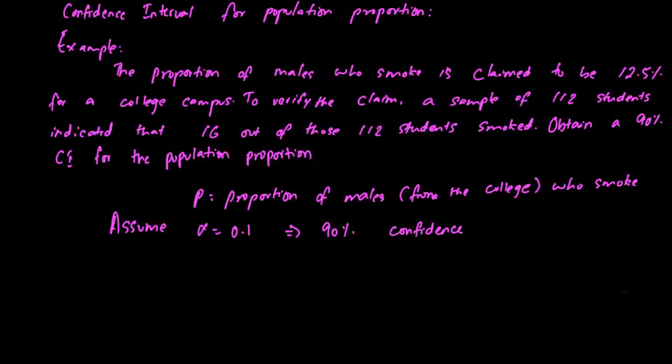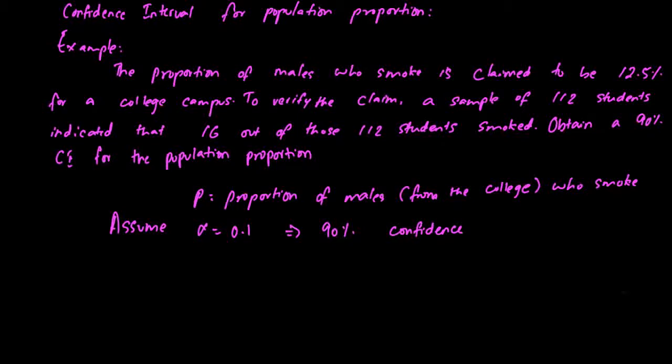To verify the claim, a sample of 112 students, assuming that all 112 are males, indicated 16 out of those 112 students smoked. We have to obtain a 90% confidence interval, and using the interval we will also verify if the claim could possibly be true. So we'll define the population proportion P as the proportion of males from the college who smoke, and since the problem is asking for a 90% confidence interval, it would indicate that the level of significance alpha is 0.1.